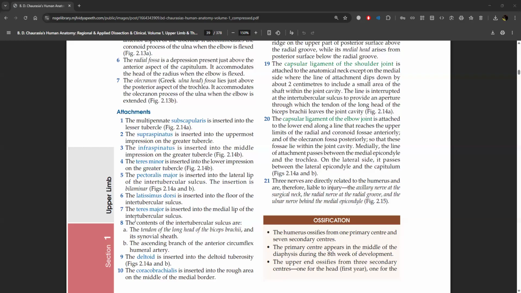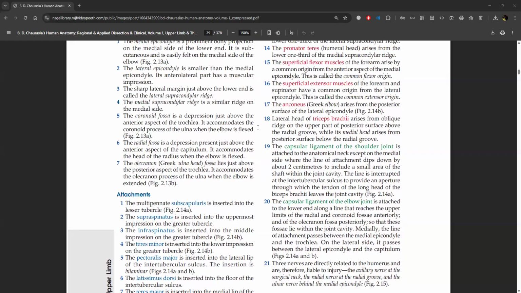Number 8. The contents of the intertubercular sulcus are the tendon of the long head of the biceps brachii and its synovial sheath, and the ascending branch of the anterior circumflex humeral artery. Number 9. The deltoid is inserted into the deltoid tuberosity. Number 10. The coracobrachialis is inserted into the rough area on the middle of the medial border.